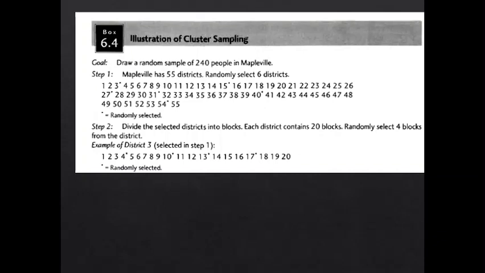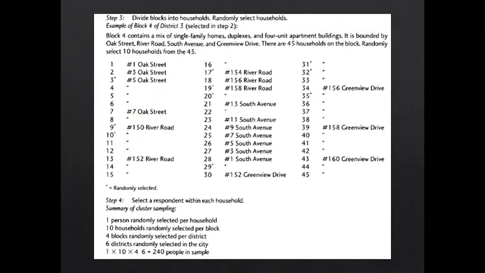So here you can see an example of cluster sampling. Suppose we want to draw a sample of 240 people in a location, and this location has 55 districts. Within these 55 districts, we randomly select 6 districts, then within each district we randomly select blocks, then within each block we randomly select households, and at the end we select respondents from each house. So this is a multi-stage sampling technique, most widely used in a population that is geographically scattered. It is homogeneous, but internally heterogeneous and scattered.